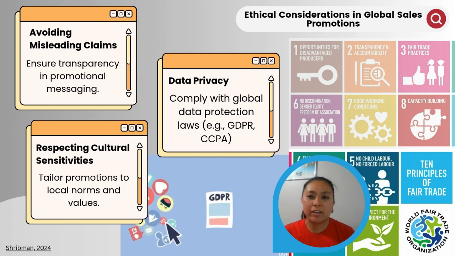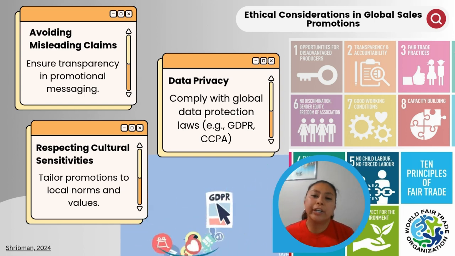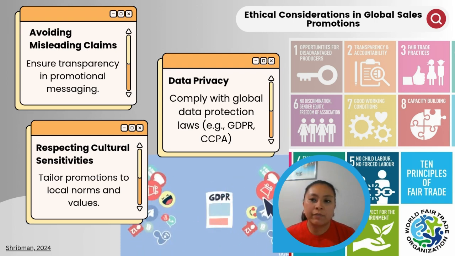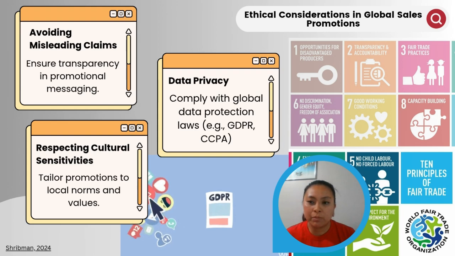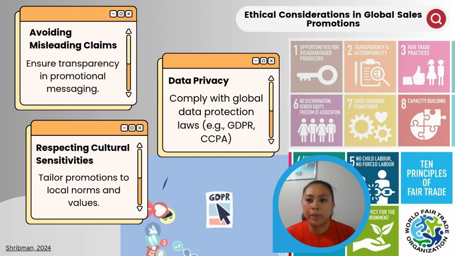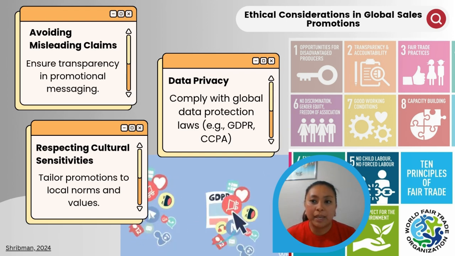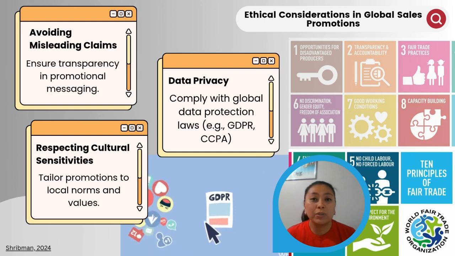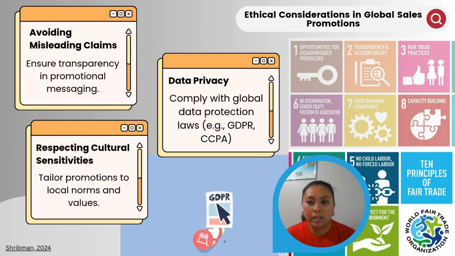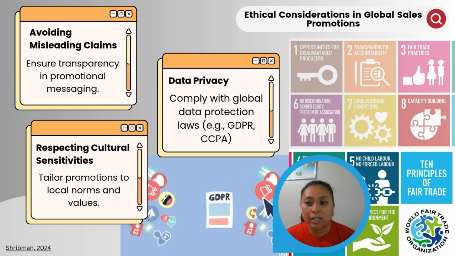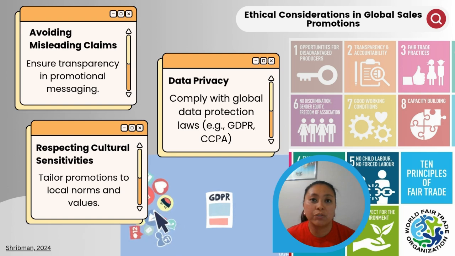Let us now talk about the ethical side of global sales promotions. Earlier, my colleagues highlighted how brands like Sephora and Amazon use loyalty programs and personalized offers to build trust. But with that comes a responsibility to be transparent, especially when it comes to promotional messaging. That's why avoiding misleading claims is so important. We also saw how AI is used to tailor offers based on customer data. That brings us to data privacy. As mentioned in the European examples, brands must comply with laws like GDPR, or General Data Protection Regulation, and clearly explain how data is used.